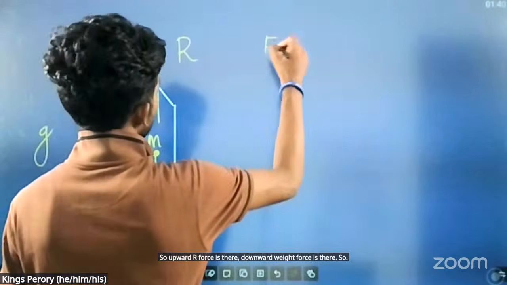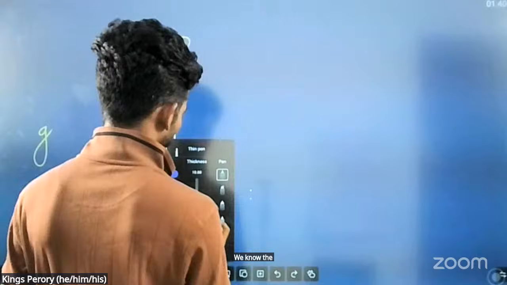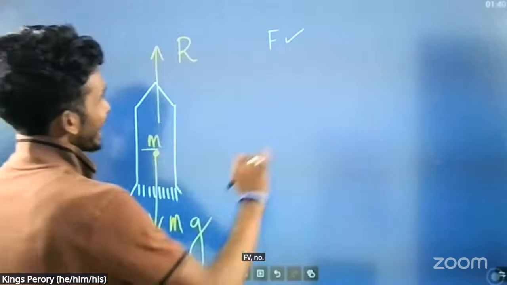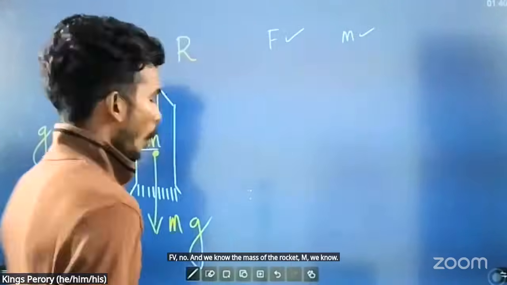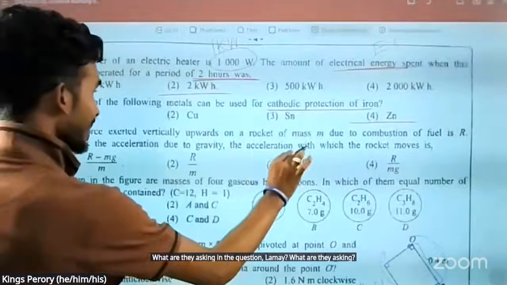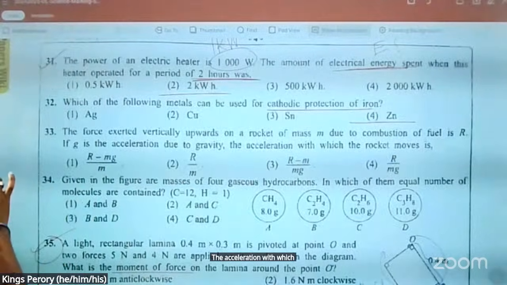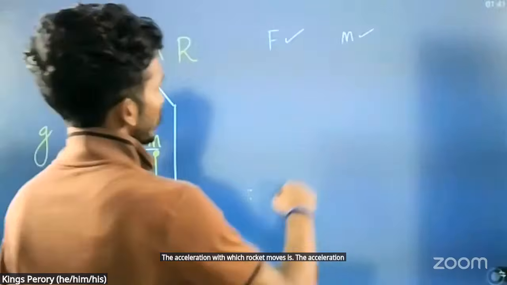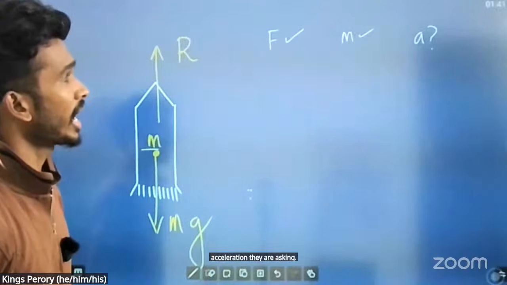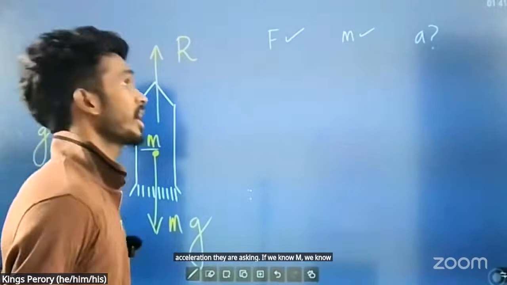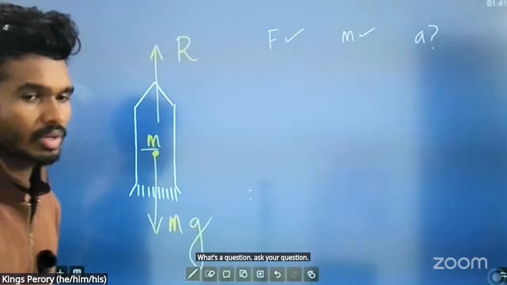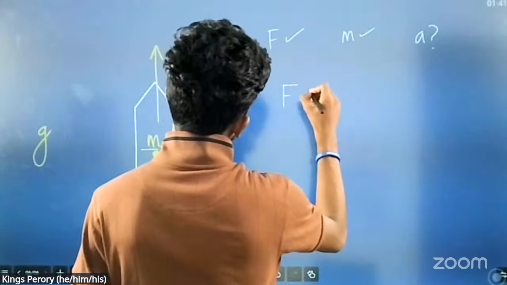So we know the forces acting on this rocket. F we know, and the mass of the rocket, m we know. What are they asking in the question? The acceleration with which the rocket moves. Acceleration they are asking. F we know, m we know, a we need to find. What's your equation? F equal ma.